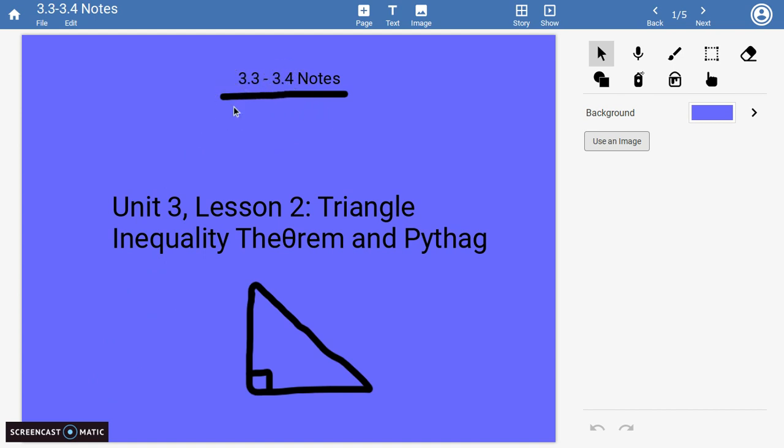So in this unit, there are not just 4 standards. I think there are 7. So I decided to combine them because some of them are kind of short. So this is about the triangle inequality.